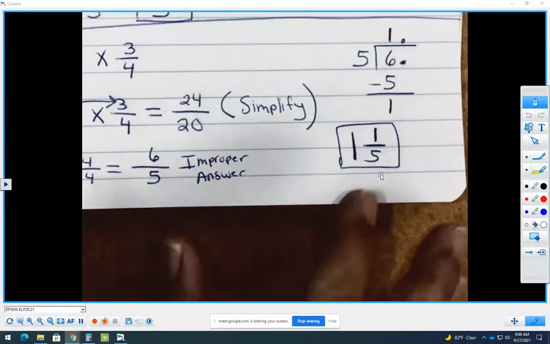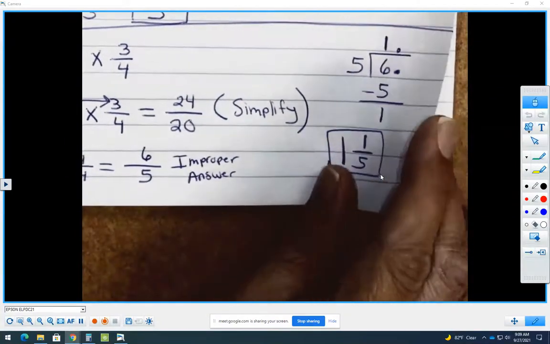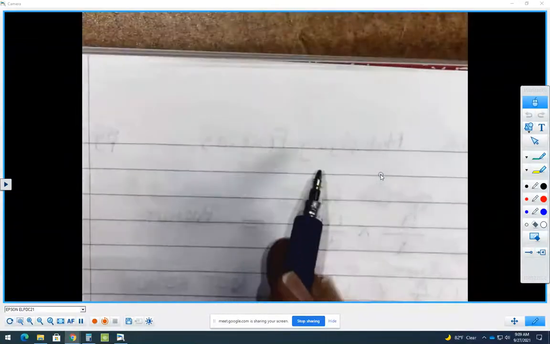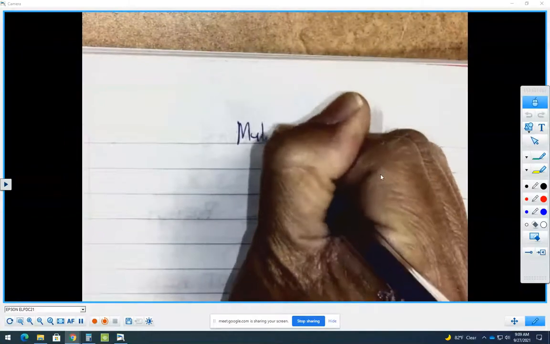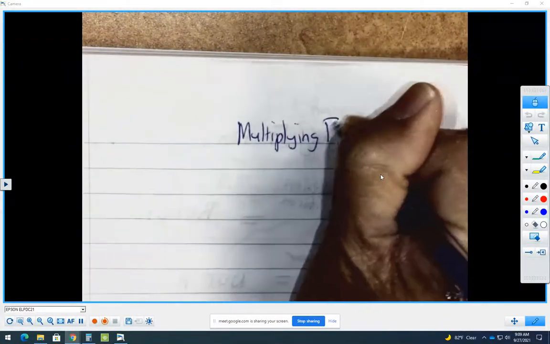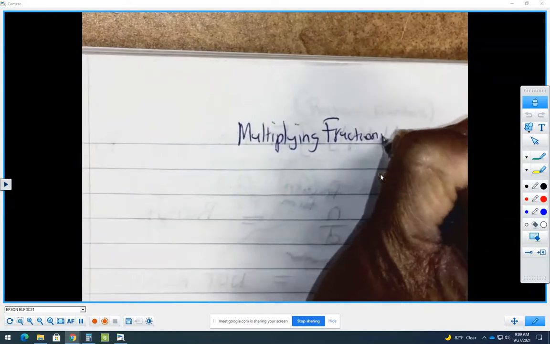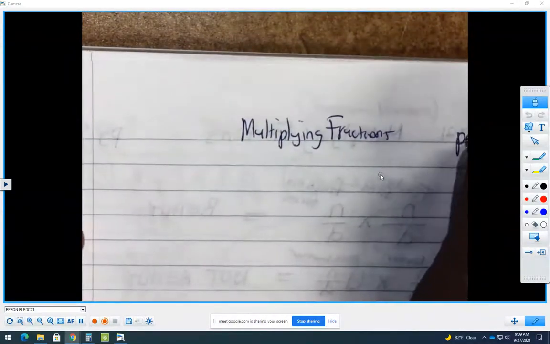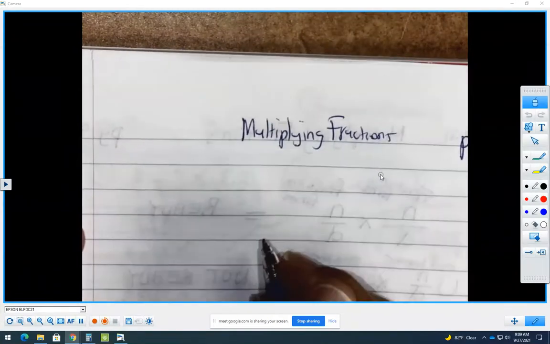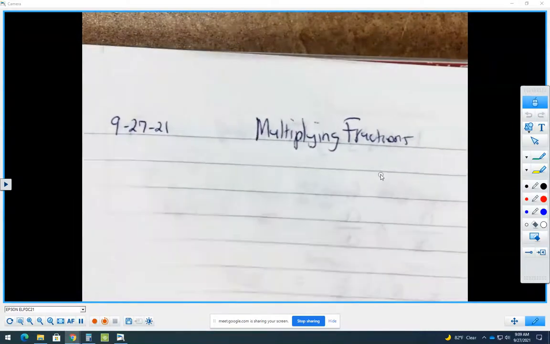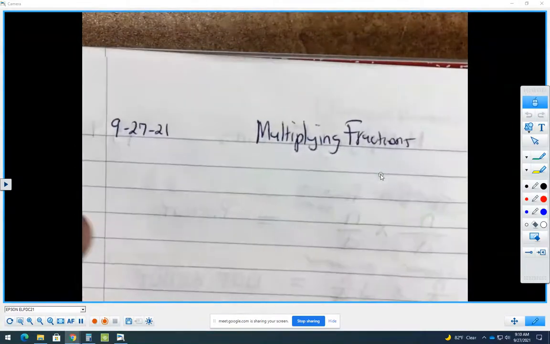Okay, let me do another one. I'm going to go to my back page now. Anytime that you go to the back page of the journal, don't forget to write the title again. So we're multiplying fractions right now. And this is page 10 now. And we're still on the 27th. And I'm going to do number 3.